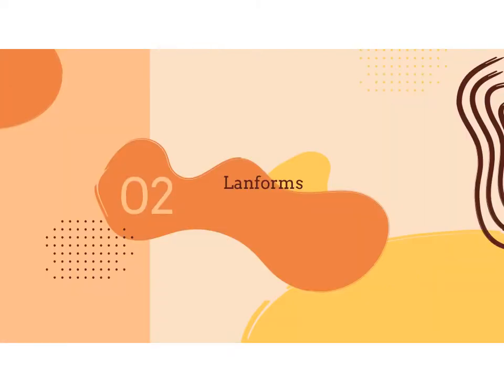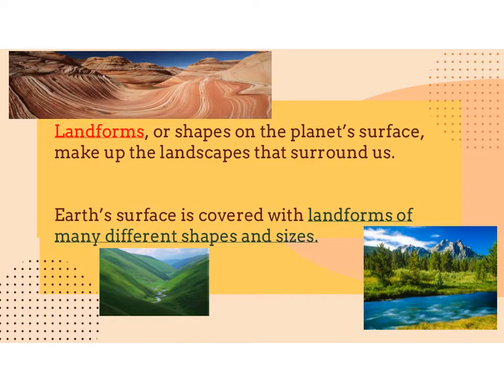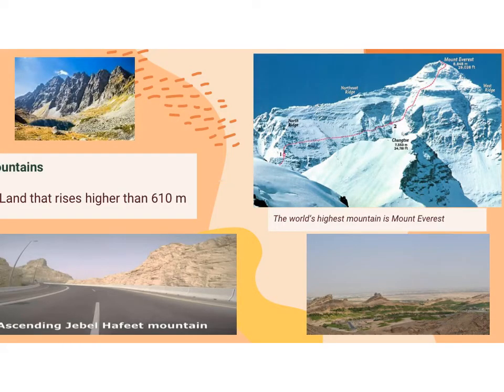So let's start introducing the main landforms that you can find on the Earth's surface. Landforms, or shapes of the planet's surface, make up the landscapes that surround us. Earth's surface is covered with landforms of many different sizes and shapes, such as hills or mountains. And because landforms play an important role in geography, many scientists study how landforms are made and how they affect human activity.